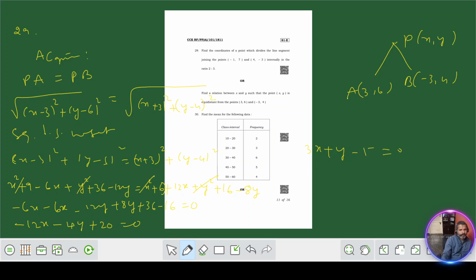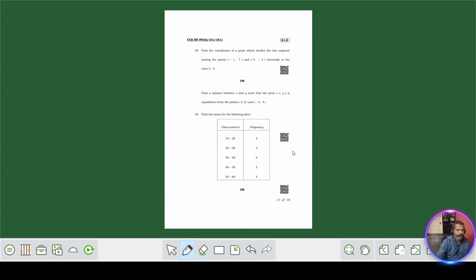What they have asked is, find the relationship between x and y. This is the relation: 3x plus y minus 5 is 0. We'll see the next question.